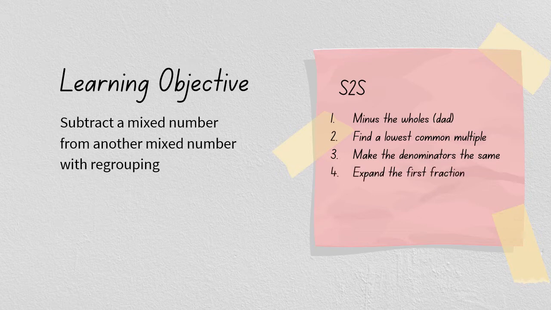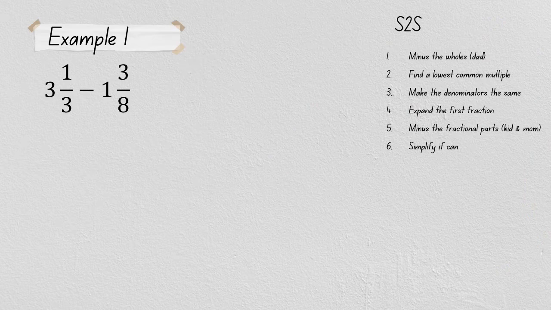Now, I will demonstrate to you later on what this means. The fifth step is minus the fractional parts, which sometimes we refer to as the kid and the mom. And the last step for today is simplify if you can simplify. Example 1, 3 wholes 1 out of 3 minus 1 whole 3 out of 8. So we just follow the steps one by one and we'll see what it comes to later on.